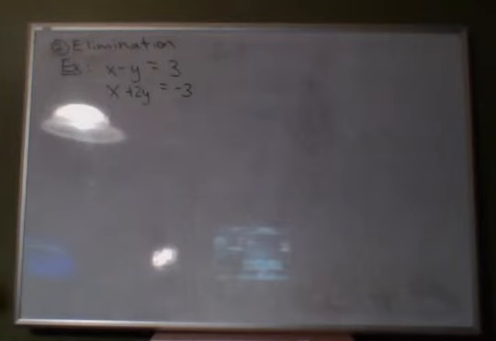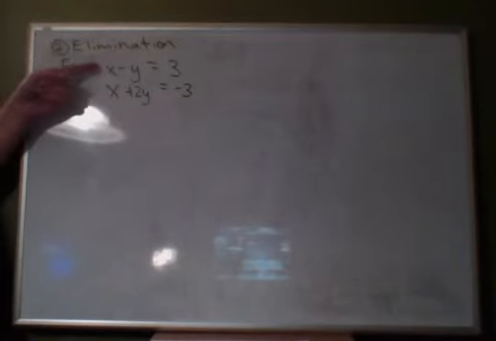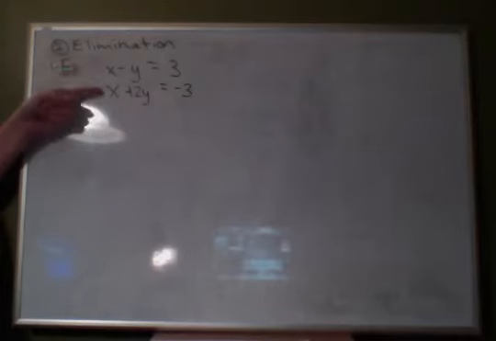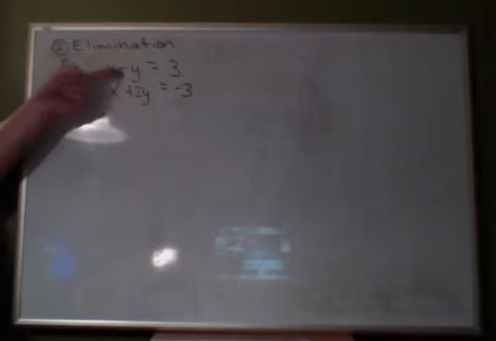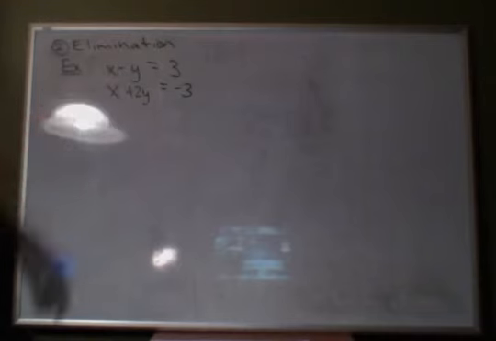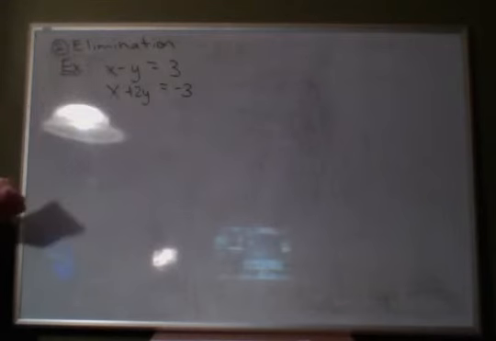So again, let's just start by looking at an example. x minus y is equal to 3, and x plus 2y is equal to negative 3. And our goal here is going to be to try and get the coefficients on x to be opposites. Remember that opposites means one positive and one negative. Or the coefficients on y to be opposites, so that I can add these equations together and get one of the variables to go away.